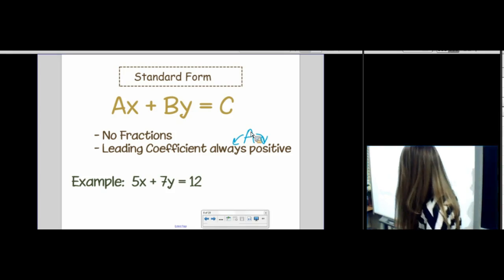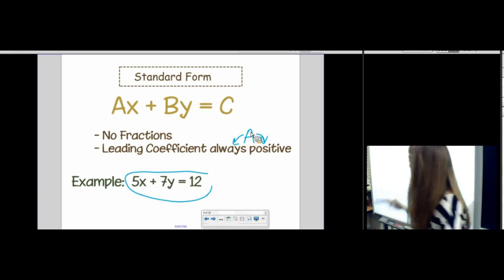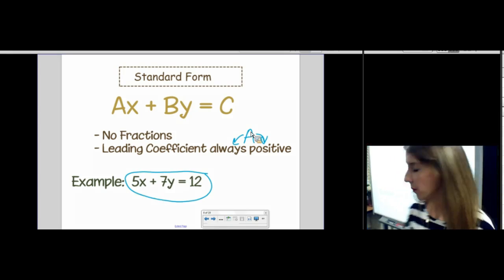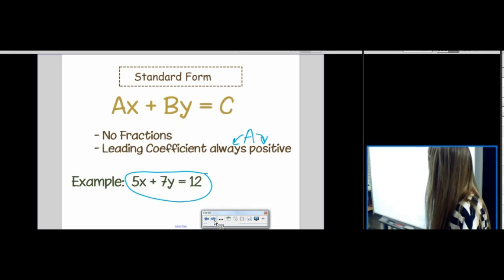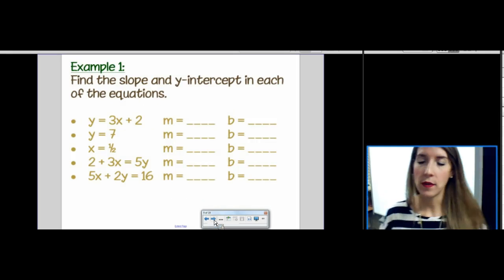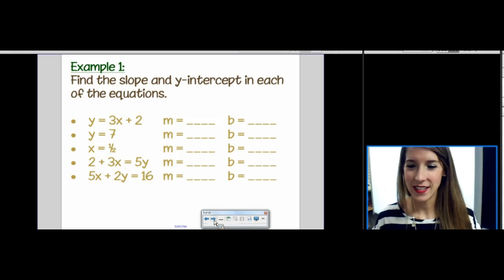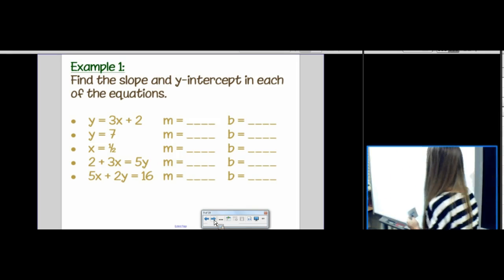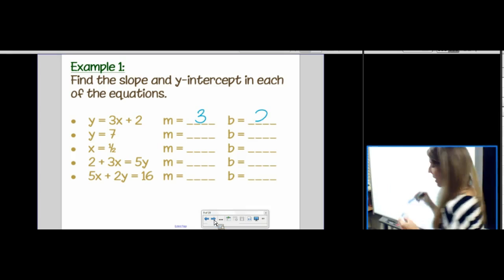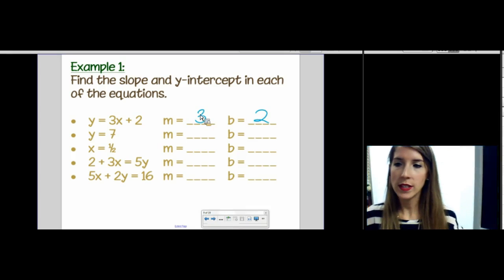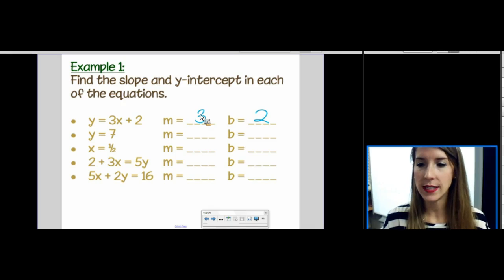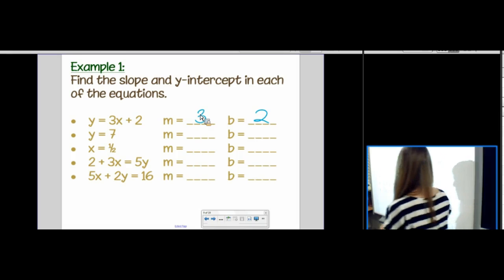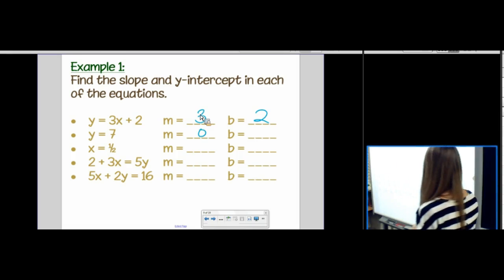Here's an equation in standard form. 5x plus 7y equals 12. Standard. All right. Let's do a little bit of a review from last week before we dive into today. I'm going to call on you guys. Very good. The m is 3. The b is 2. If y'all can use your mics, that would be great. Avanti. What's the slope and the y-intercept for the second one? Very good. The slope is 0, and the y-intercept is 7.